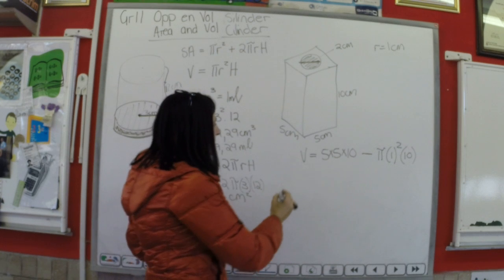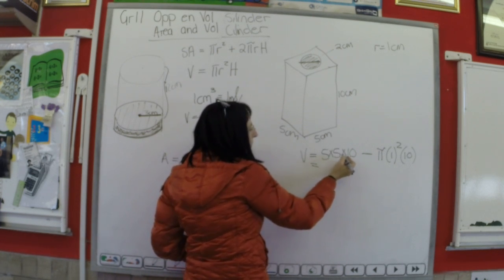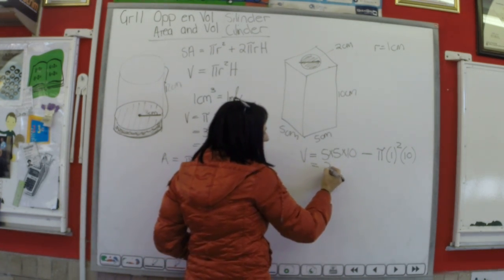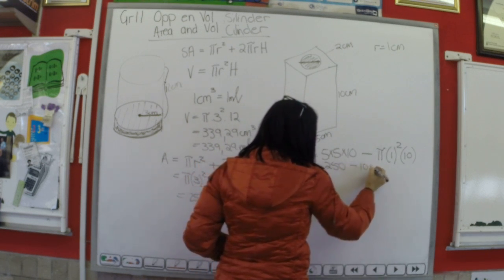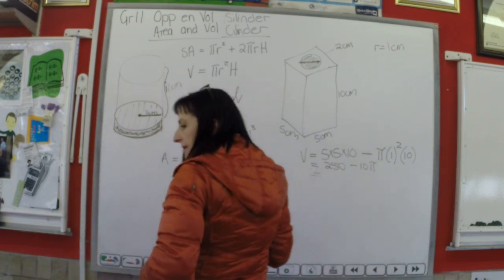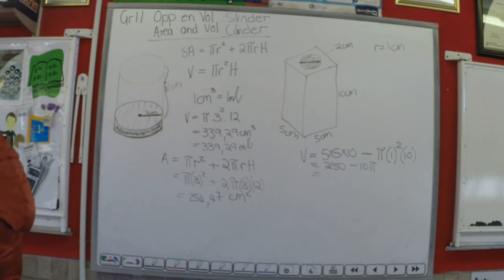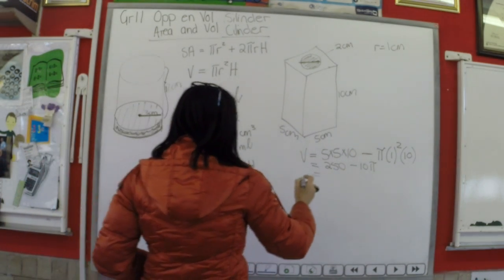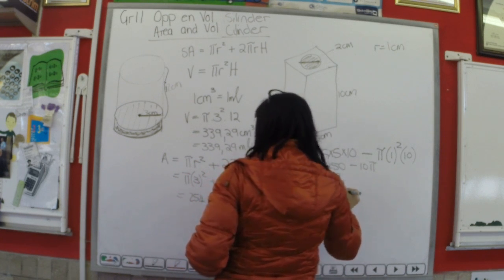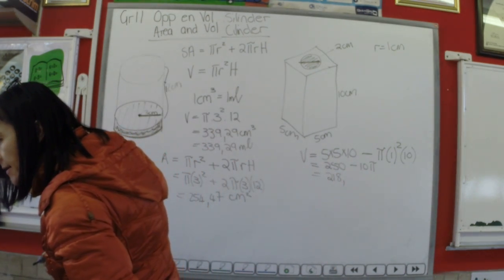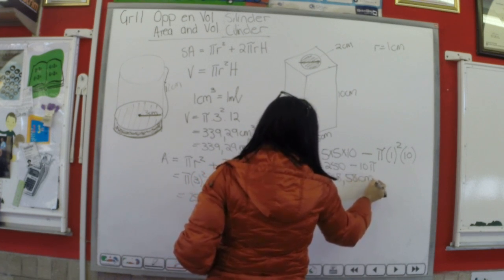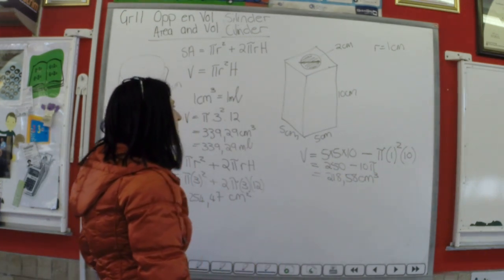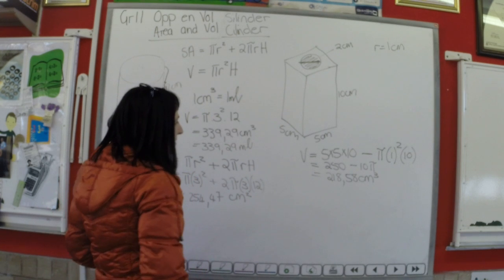So now kan ek gaan en ek gaan sê 5 x 5 x 10, dit is 250 minus 10pi. If you put that into your calculator, you will get 218,58, and that's volume. So that's cubic centimeters. Dit is die volume van die figuur soos wat hy hier staan.